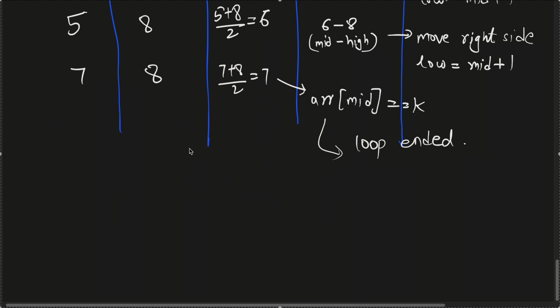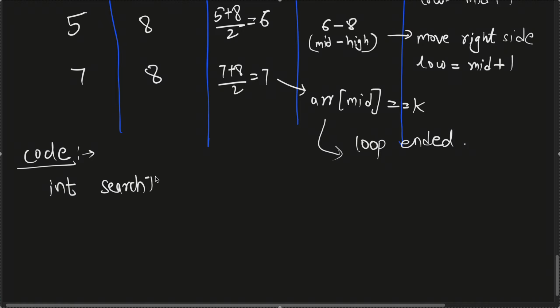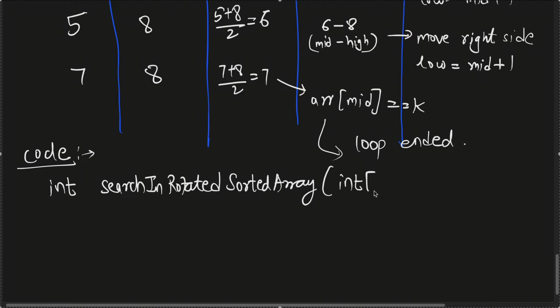Now let's quickly write the code for this. Integer search in rotated sorted array. We are given an array, and we are given the value of k that we want to search.